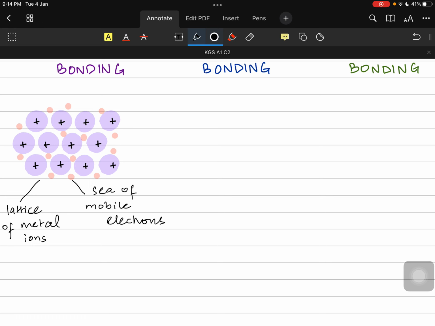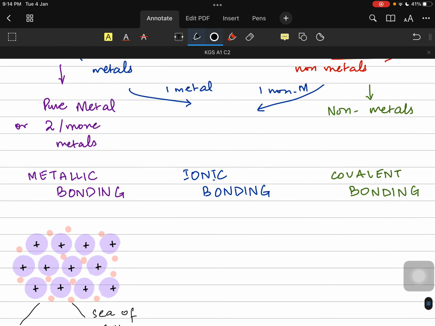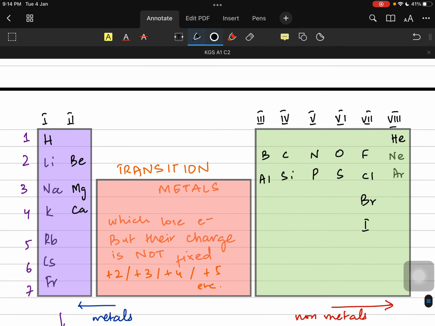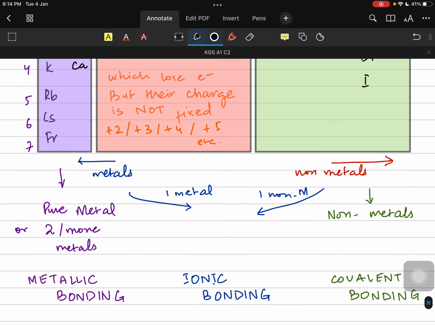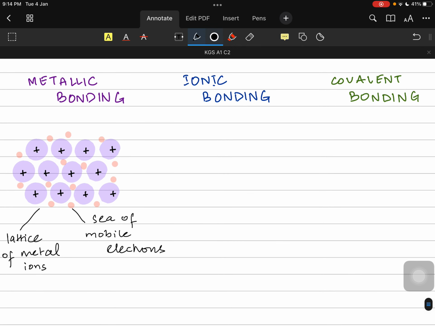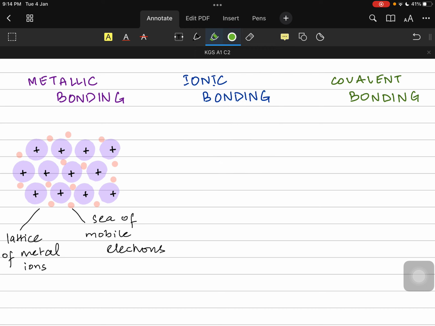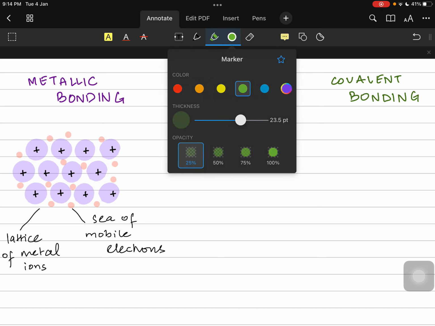Now what happens in covalent bonding? In covalent bonding, there is no metal, right? So the non-metals technically don't lose electrons, they gain electrons. But what happens if there are multiple non-metals? In covalent bonding, the non-metal atoms try to share electrons.